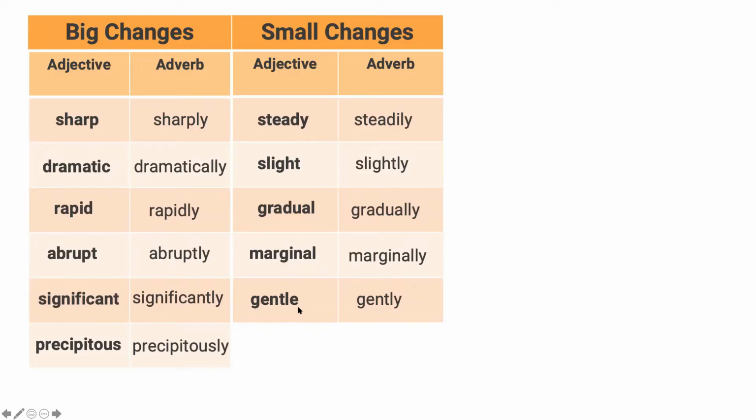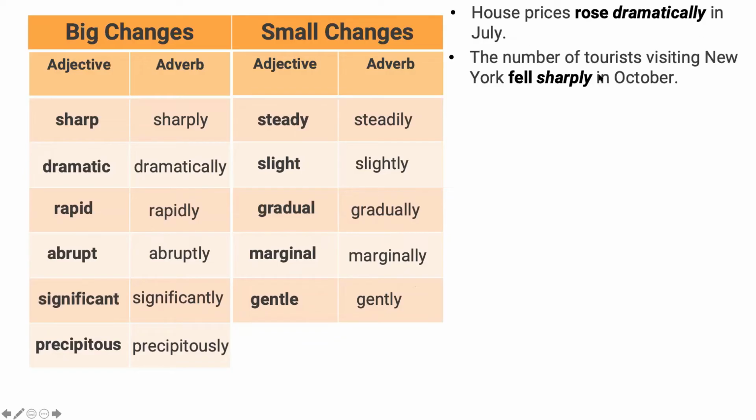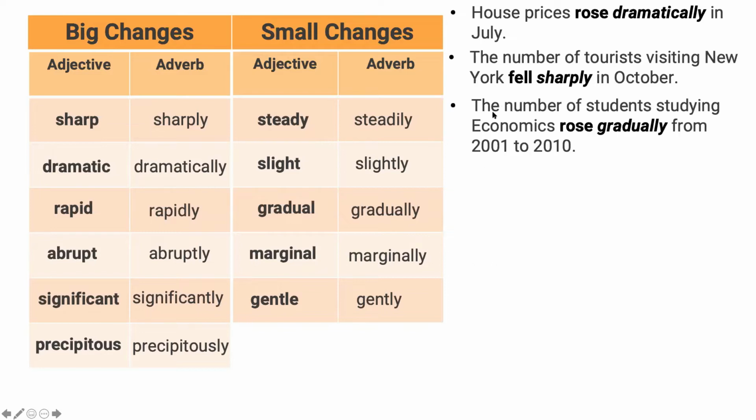Now let's look at this in examples. I've got example sentences here on the right. House prices rose dramatically in July. So notice how the adverb describes the verb. So dramatically shows a sudden increase in housing prices. The second one, the number of tourists visiting New York fell sharply. So we're talking about how it fell, how it decreased. Then the number of students studying economics rose gradually from 2001 to 2010. So we know that it was in increments. It wasn't sudden, it wasn't dramatic.